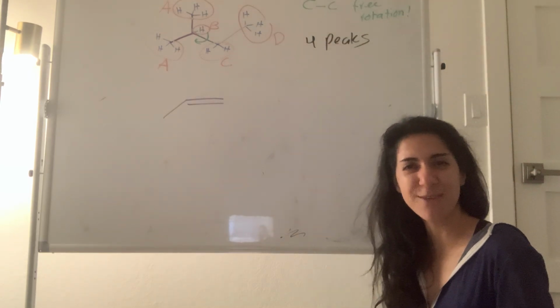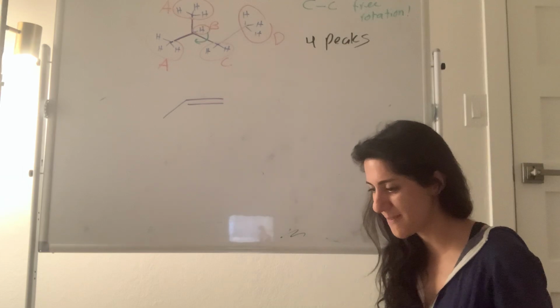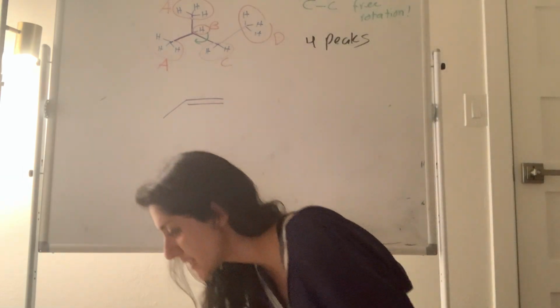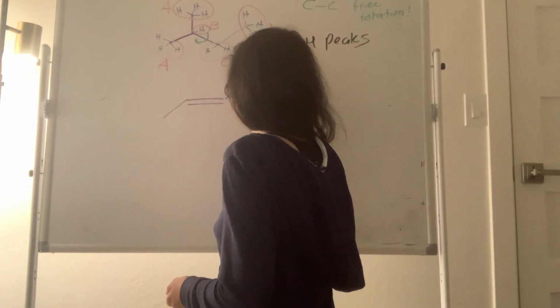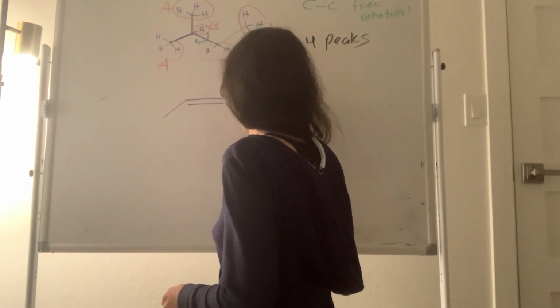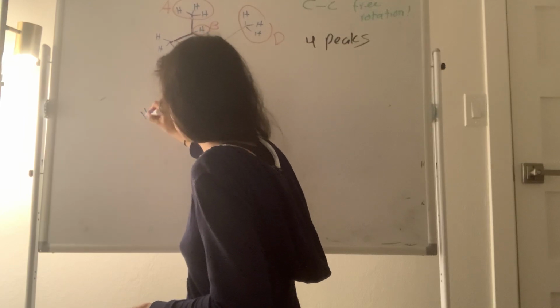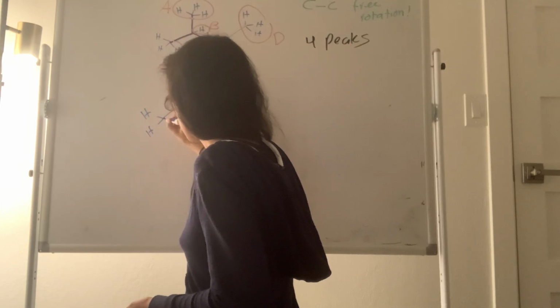Ooh, I give you a double bond. What does that mean? Put the hydrogens on. When you have a double bond, definitely put the hydrogens on. So I'm going to put the hydrogens on. Now here's what I need you to remember for double bond.